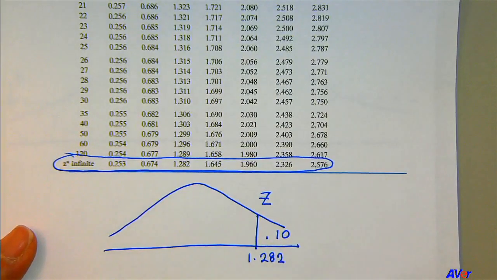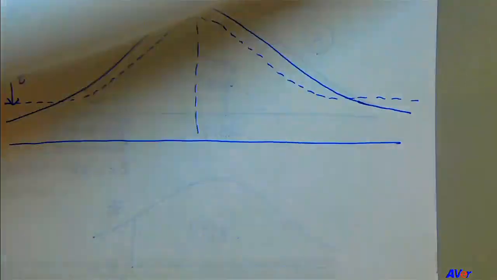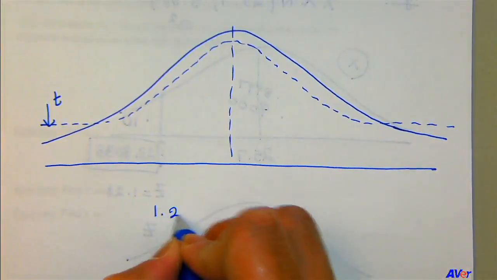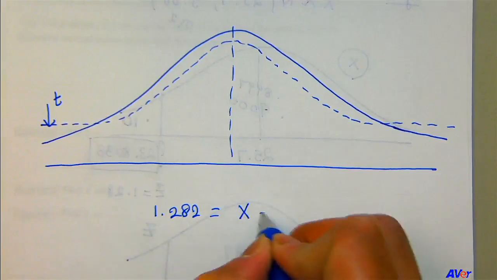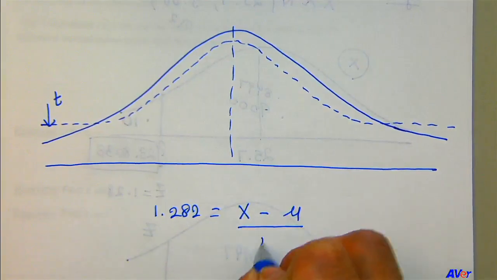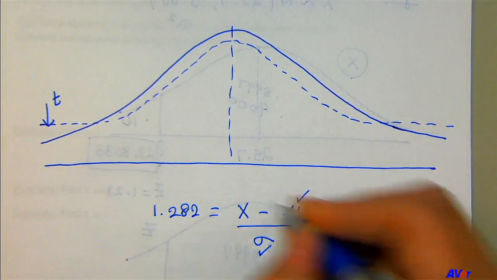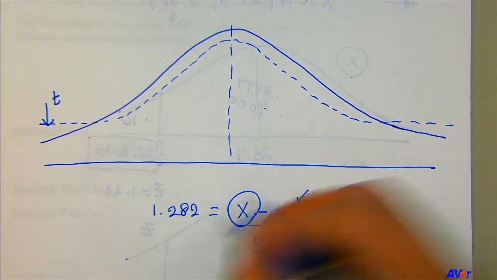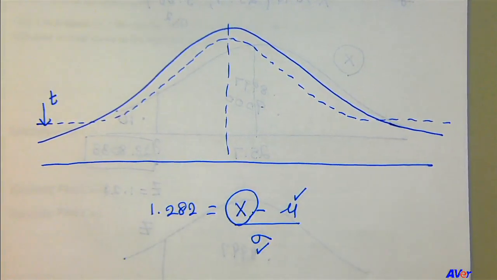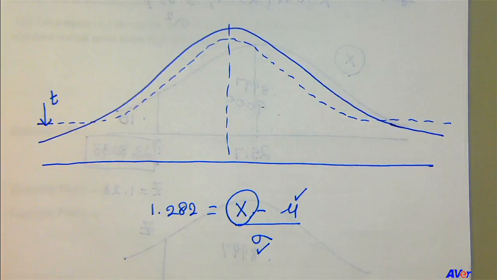That's the exact number. And then I would do exactly what I did before. So 1.282 equals x minus mu over sigma. Well, this is given and this is given. This is the unknown. And you cross multiply and you solve just like we did before. Follow me? So how do you do this on the calculator?